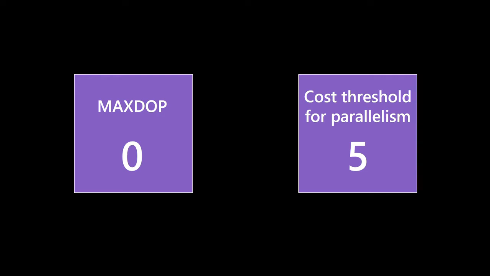So here's my tip. Set the max stop to 1, 2, or 4, depending on the number of CPUs. I mean, if you have 64 CPUs, it makes more sense to set it higher, but that's a good rule of thumb.